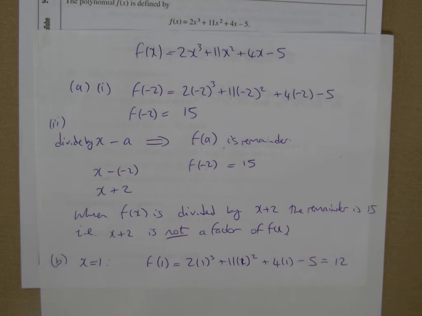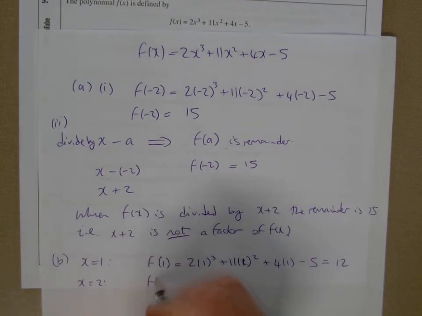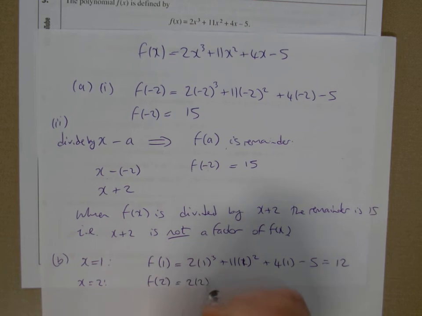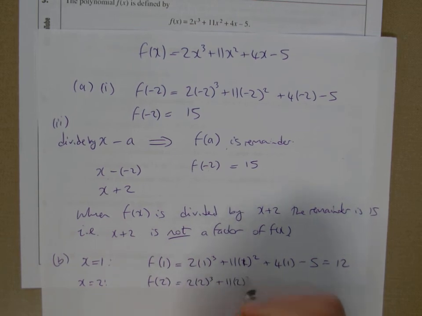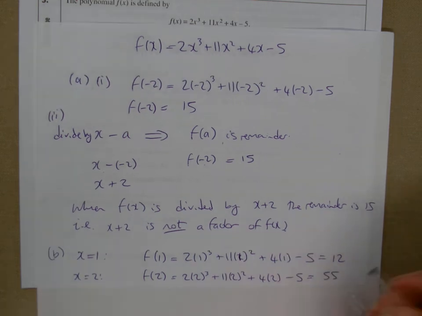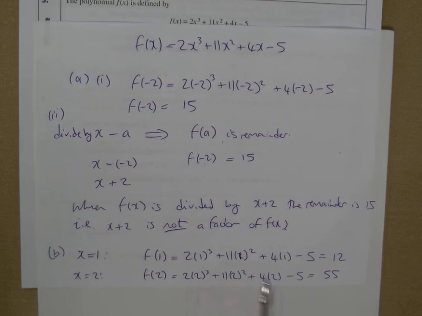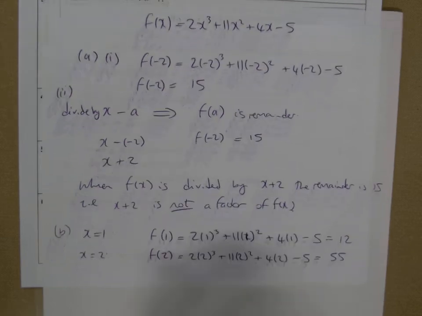So that doesn't work. We need to try 2, x equals 2. If I put that in, 2 times 2 cubed plus 11 times 2 squared plus 4 times 2 minus 5, I'll probably use my calculator just to make sure I don't make mistakes. That's not looking good so far. It comes out as 55, so that's no good. I could try x equals 3, but to be fair, it'll be even more positive, and I'm just taking away 5. So let's try a minus number.